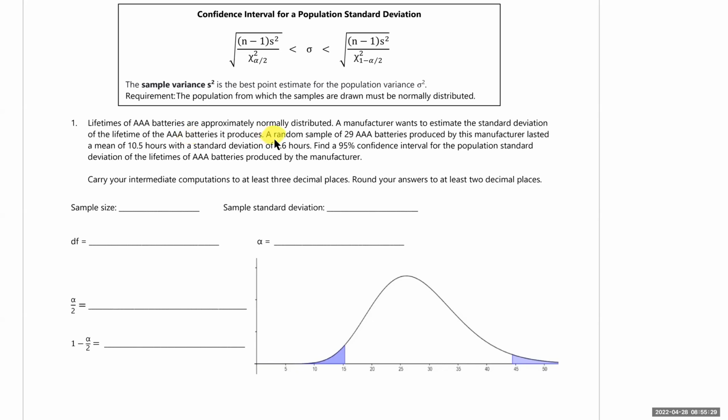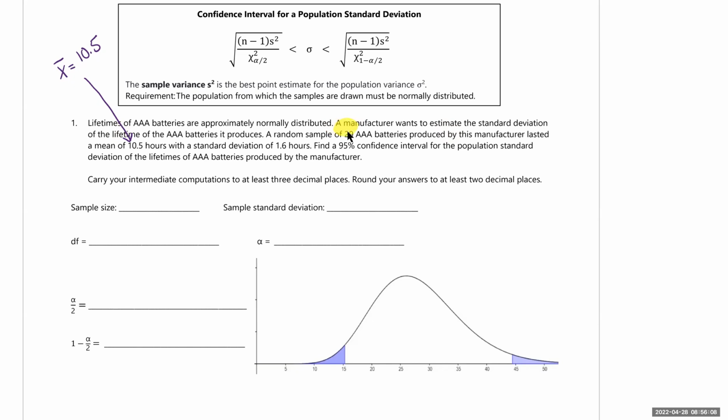So to do this, they take a random sample of 29 of the batteries produced by the manufacturer. And on average, their mean, these batteries lasted 10.5 hours. And I'm just going to point out here that that was their sample mean. So we could use the sample mean to estimate the true population mean, but we're not doing that. We've learned to do that before. What we're doing today is learning how to estimate standard deviation.